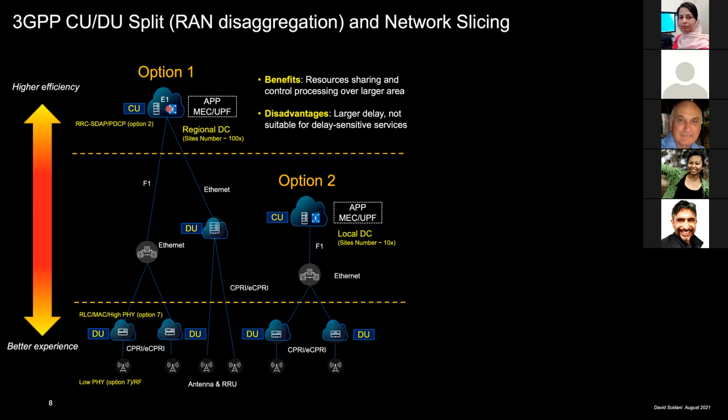The first split, the upper layer split, is denoted as option 2. So we divide the stack here. So this low part of the stack with respect to the remaining part of the stack, namely where the scheduling runs and the fast radio interface functionality, are placed very close to the radio interface. And then we do have another interface, which is between the distributed unit and the antenna part of the system. So why has that been done?